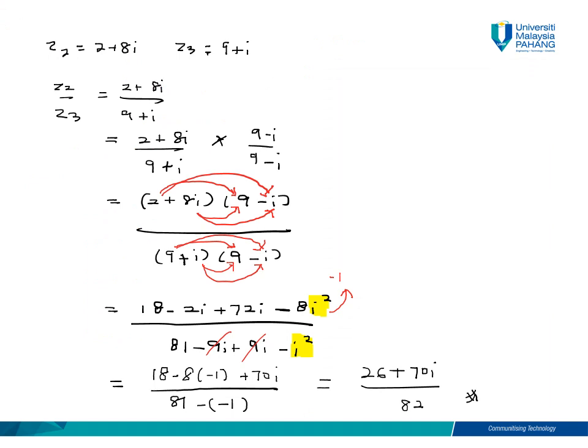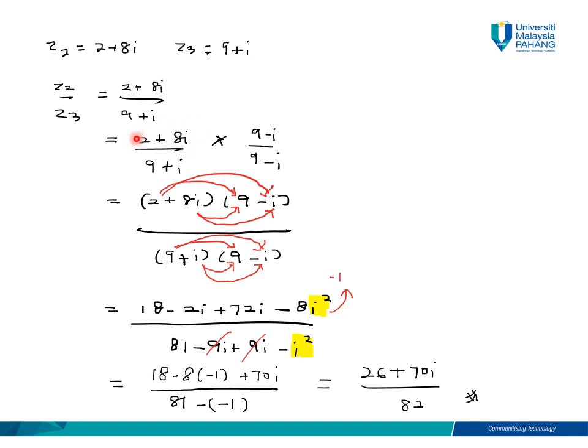Okay, so look at this one. z2 equals 2 plus 8i and z3 equals 9 plus i. If you want to find z2 divided by z3, so 2 plus 8i divided by 9 plus i. Remember that if you want to divide complex numbers, we need to multiply by the conjugate, above and below. So 9 minus i, because it's 9 plus i, right? So we multiply by 9 minus i divided by 9 minus i. This is actually equal to 1.